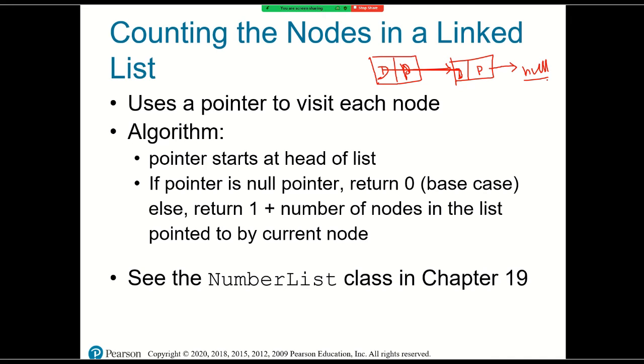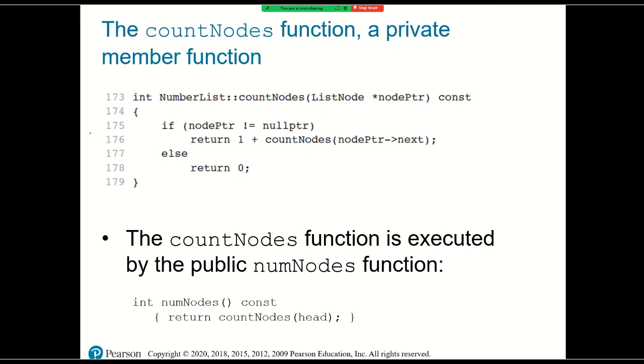Otherwise, you can return 1 plus the number of nodes in the list pointed to by the current node. You can see this class in chapter 19 in the previous chapter. So basically, let's see if I can find it, so that it will be more interesting if we can see the totality of this problem. Just 1 second. Let me try to open it up.